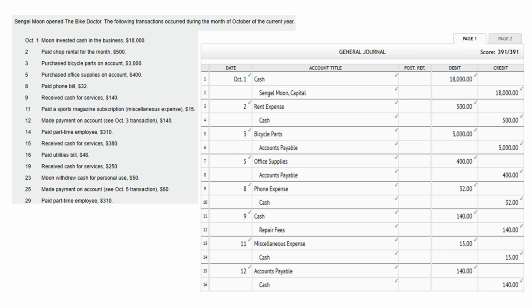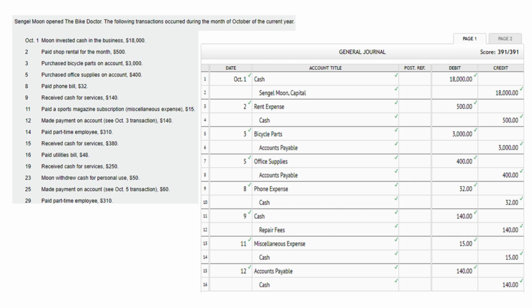Okay, so in the second transaction for October 2nd, we have paid shop rental for the month in the amount of $500. So my rent is an expense. Expenses increase on the debit side, so that one goes first. My cash decreases on the credit side, so that one gets listed second.